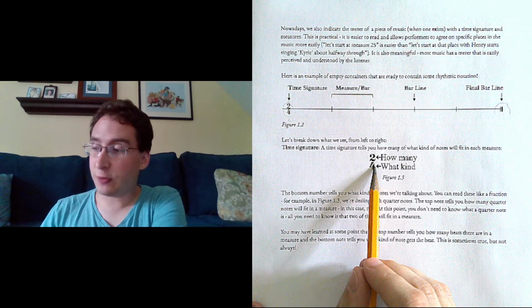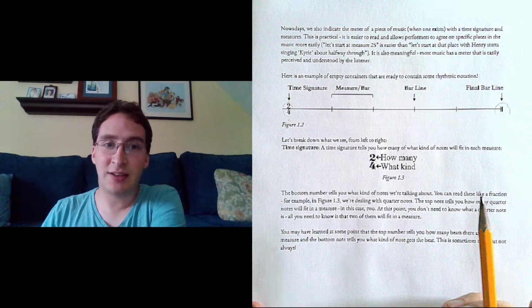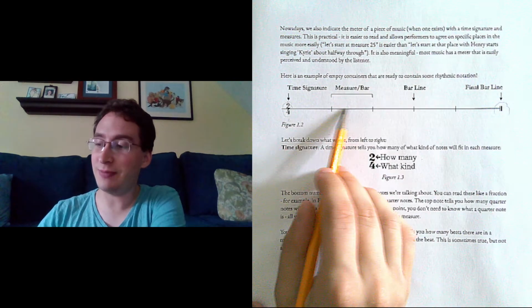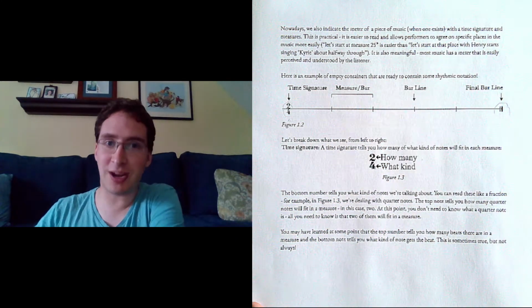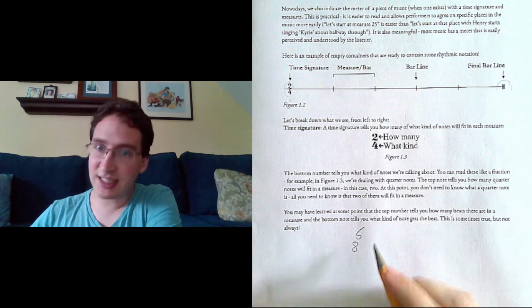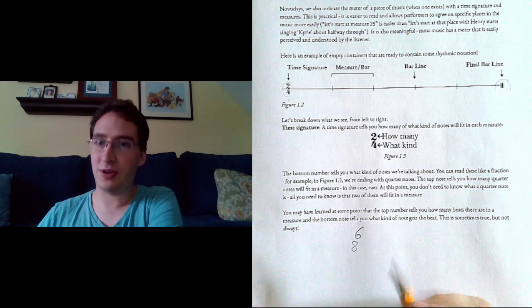So, because the 4 is on the bottom, it's called a quarter note. You don't know what a quarter note is yet, potentially. That's fine. All you need to know is that 2 of them will fit in each of these measures. Great. So, for instance, if you have, say, 6/8, then 6 eighth notes would fit in a measure.